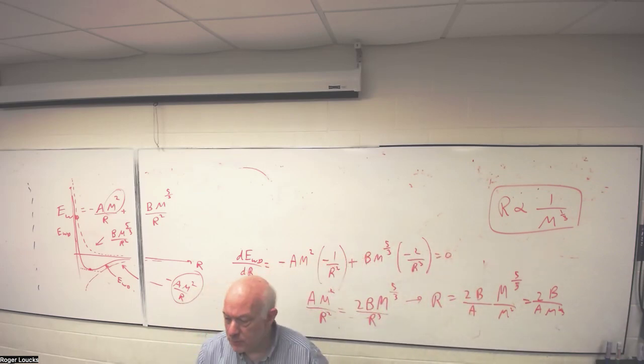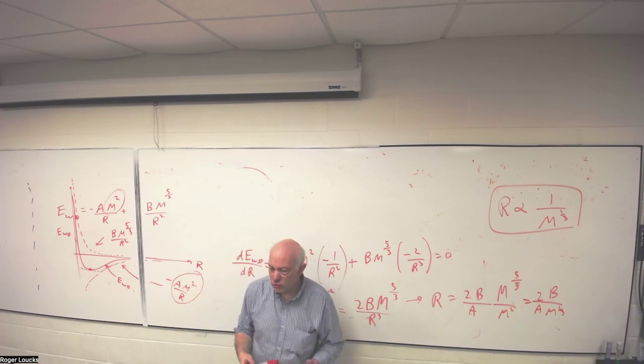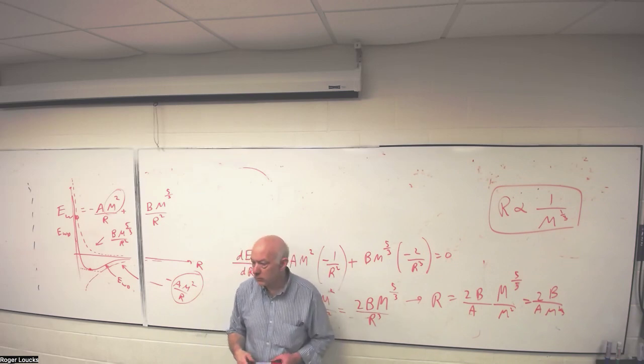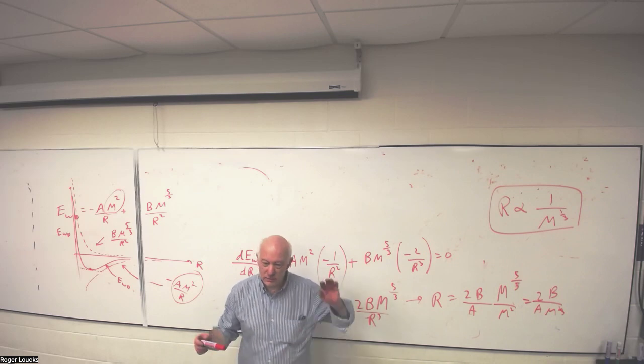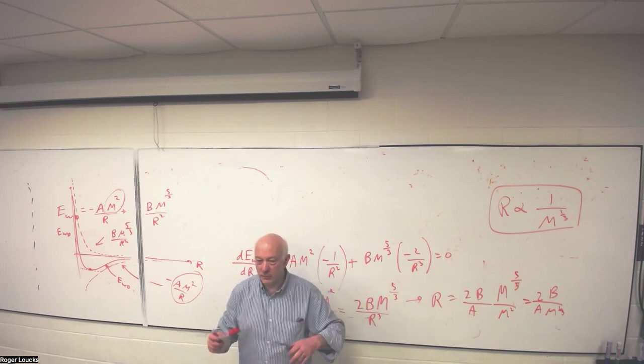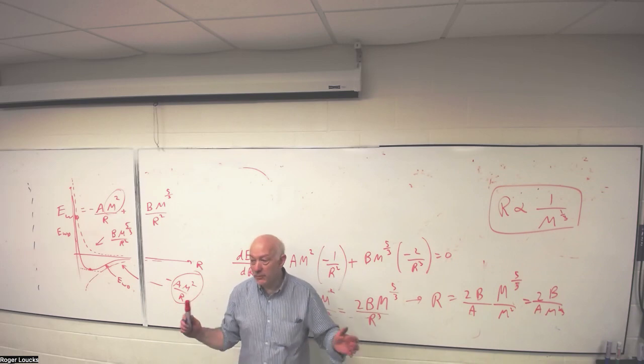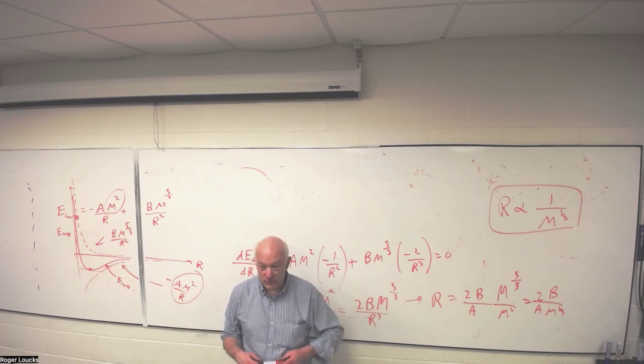If I had a really big, massive white dwarf, what would you naively expect about its radius? If you didn't do the calculation, I have a big mass white dwarf, what would you say about the size? Bigger. Okay, what is this telling you? It's actually smaller. Now, what's going on physically?